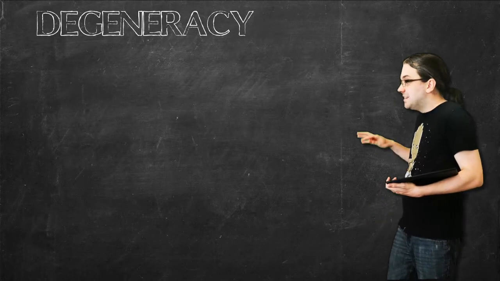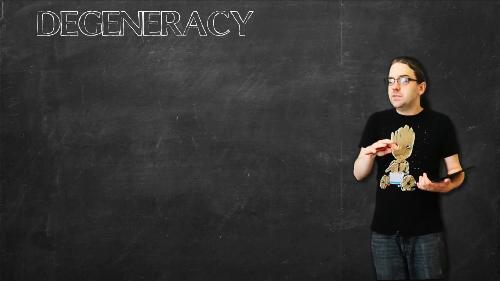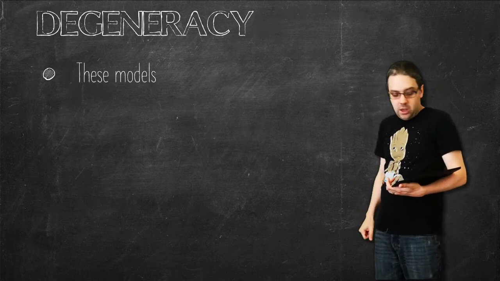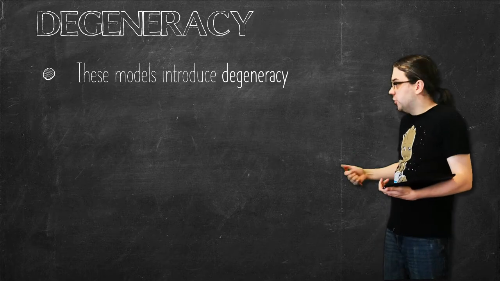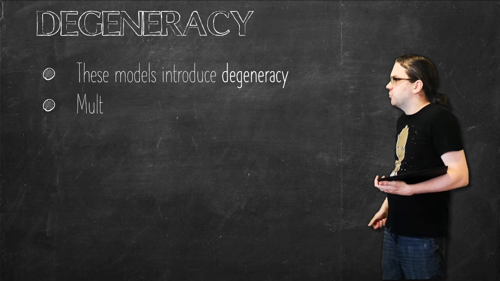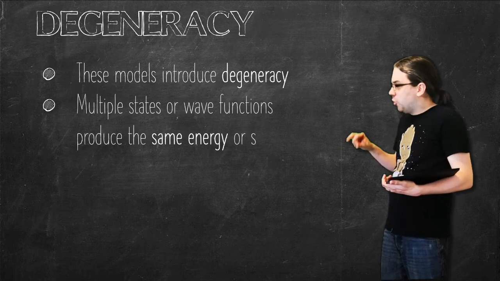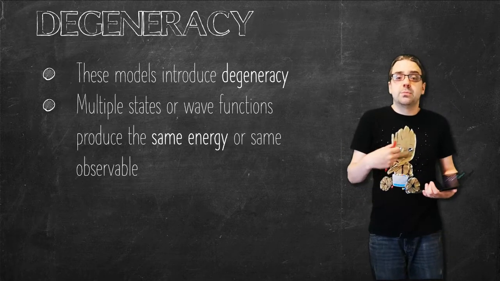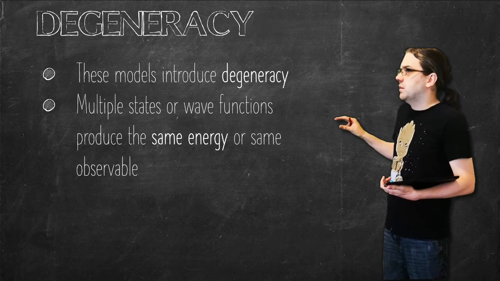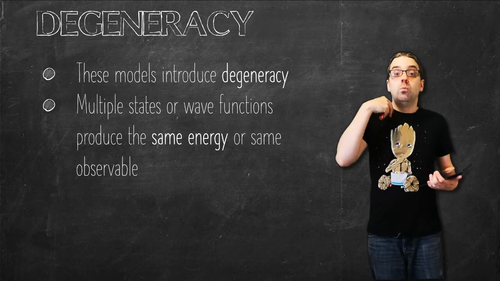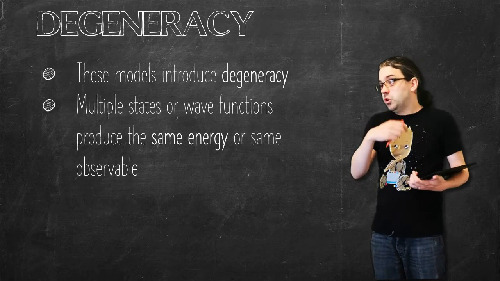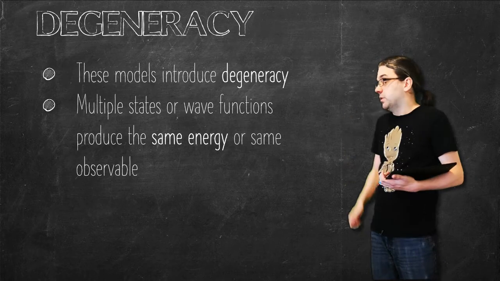So this leads to what is the point of introducing these two models, and it gets us degeneracy. These models introduce this concept. You may have come across it before; we talked about it in spectroscopy. It basically means that there are multiple states or wave functions that produce the same energy, the same observable. We shove those states into the Schrodinger equation, we generate the same energy back. So you couldn't really tell the difference between the states just by measuring them.